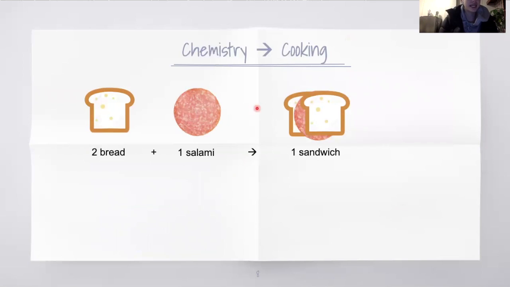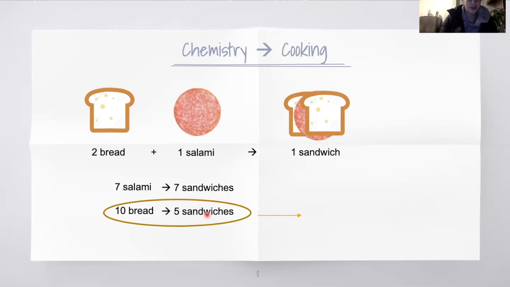In order to grasp an even better understanding of this crucial topic, let's compare chemistry to cooking. To make a sandwich, you will need 2 slices of bread and 1 slice of salami, and that will make 1 sandwich. Now, you want to determine how many sandwiches can be made with 7 slices of salami and 10 pieces of bread. Some may assume that the salami will be the limiting reagent because its initial quantity is less. However, we can see that 7 salami will make 7 sandwiches and 10 bread will make 5 sandwiches. The bread will be consumed first, leaving excess salami, and this makes bread the limiting reagent.